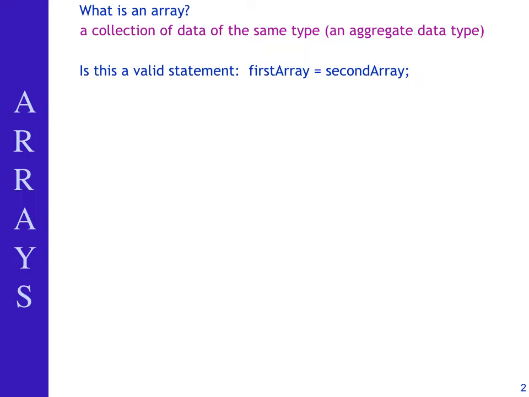Is this a valid statement? First array is equal to second array? No, it's not, right? We discussed that we don't allow aggregate operations with arrays, so you have to refer to every single index to do this.